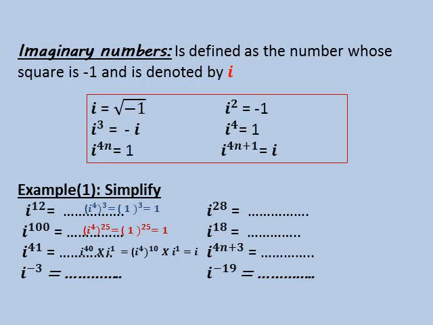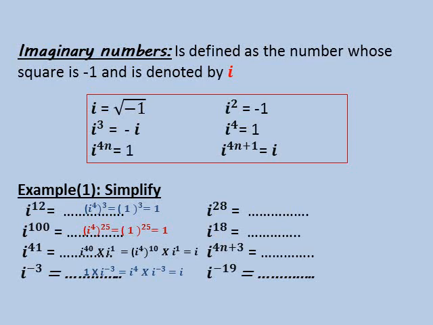What about i⁻³? It isn't a multiple of 4, but I can solve it by multiplying 1 times i⁻³, and 1 equals i⁴. So i⁴ times i⁻³. We will add the powers: 4 plus -3 will be 1. So it is equal to i¹. So i⁻³ equals i.